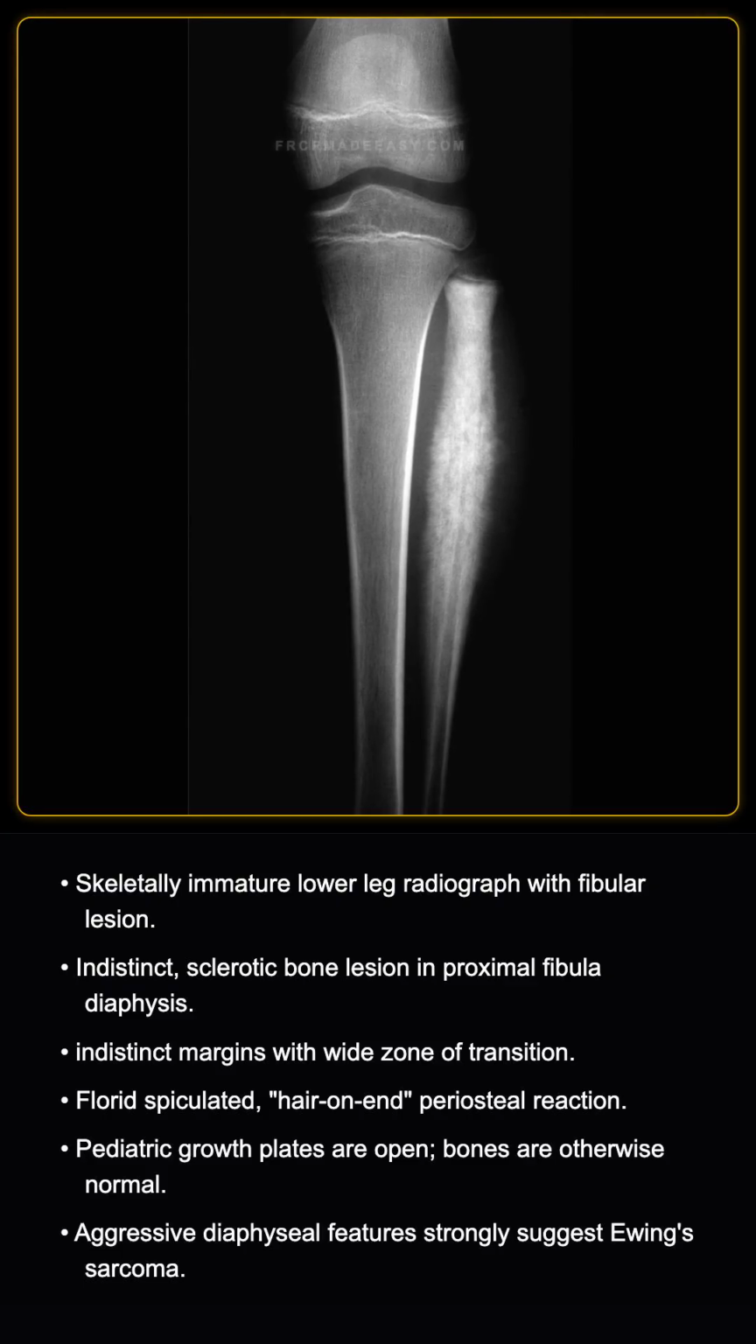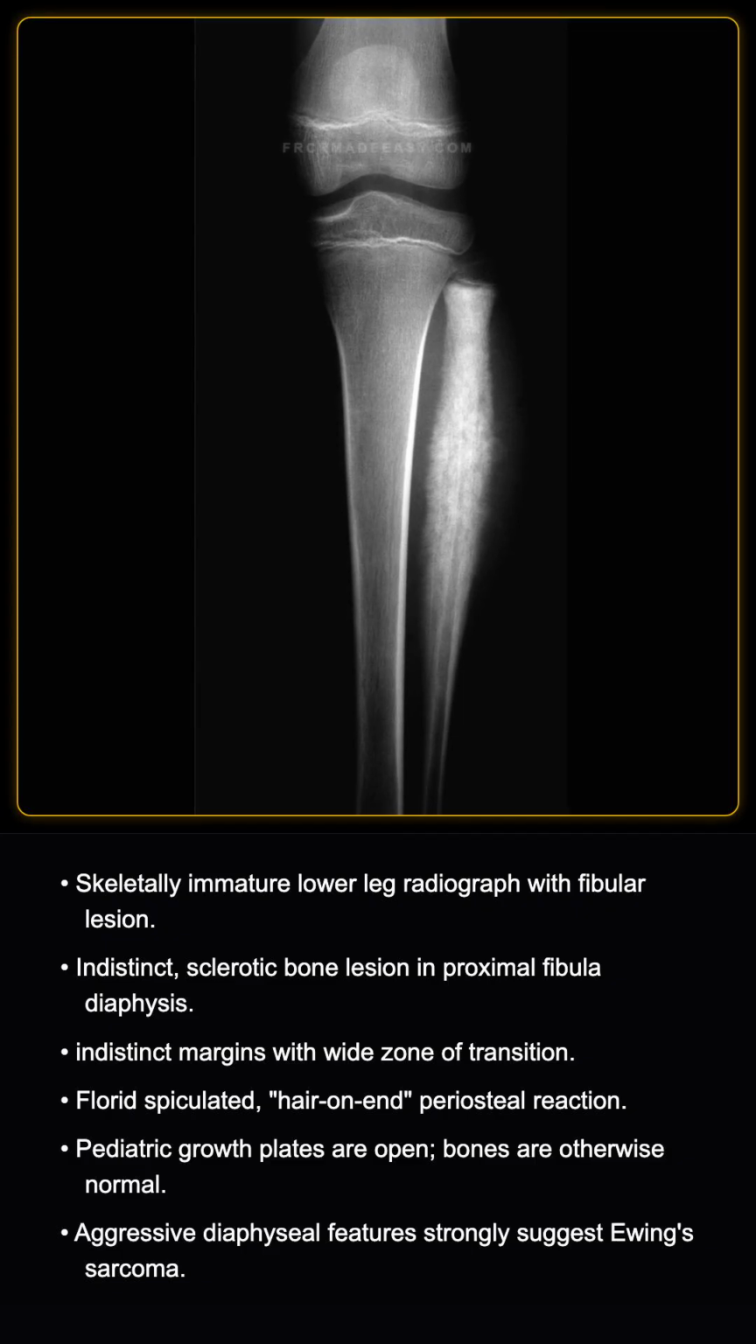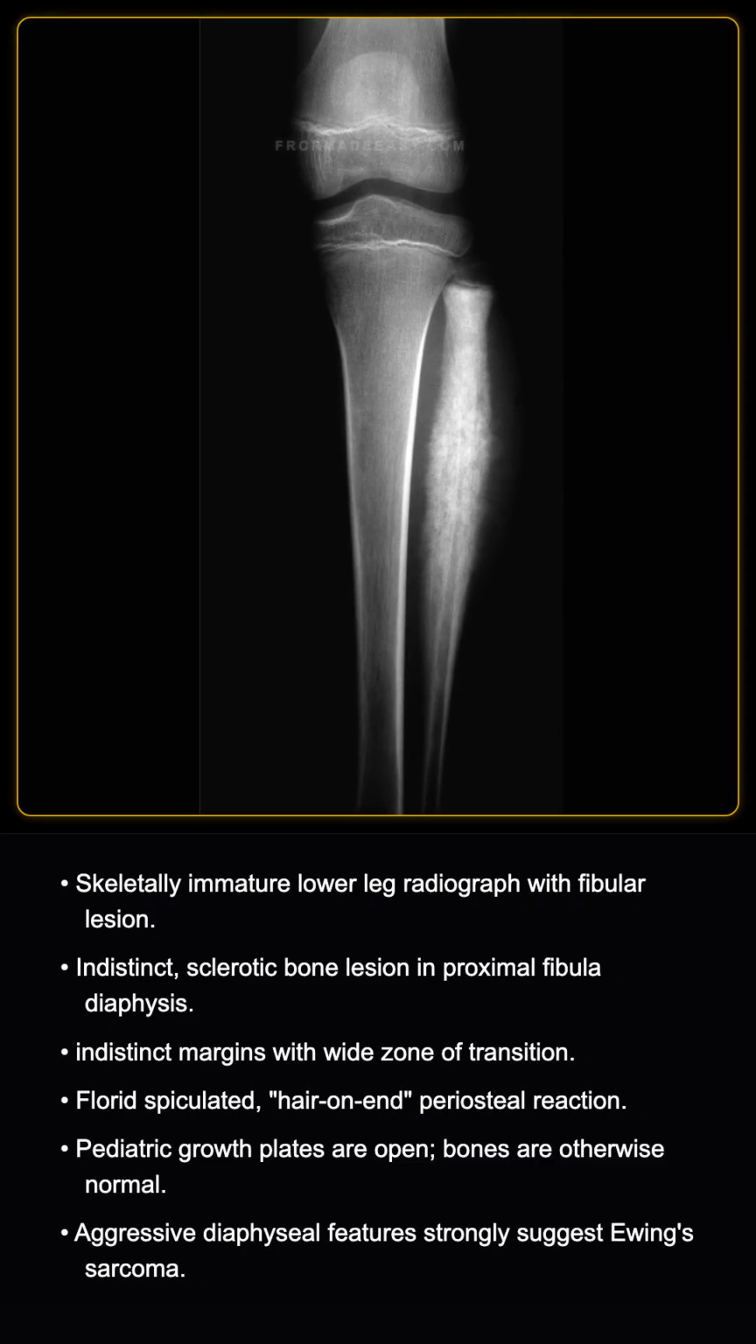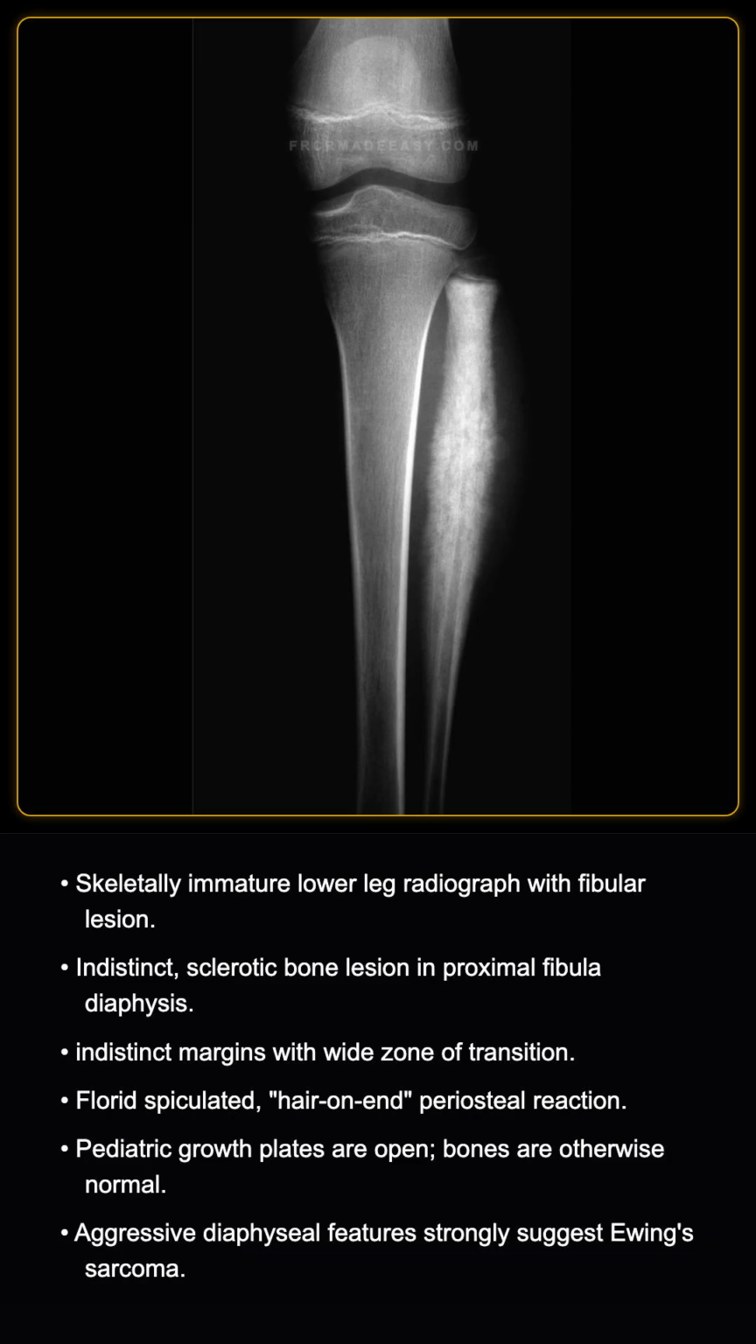The radiograph of the lower leg demonstrates a mostly sclerotic, aggressive bone lesion arising in the diaphysis of the proximal fibula. The lesion has an ill-defined margin and a wide zone of transition merging imperceptibly with normal bone. Importantly, there is a florid, spiculated periosteal reaction with a prominent hair-on-end appearance surrounding the fibular shaft.